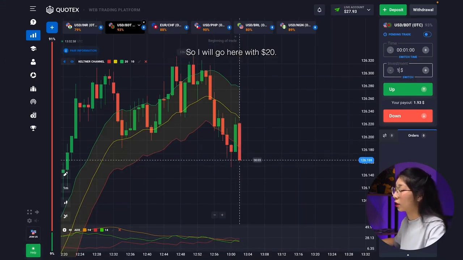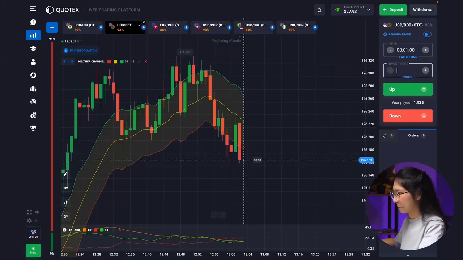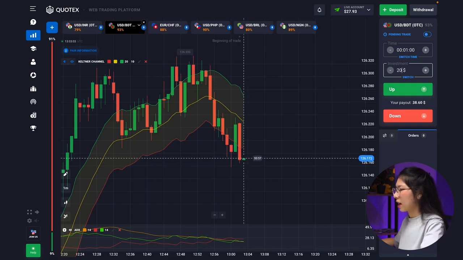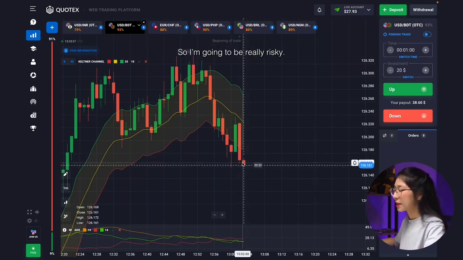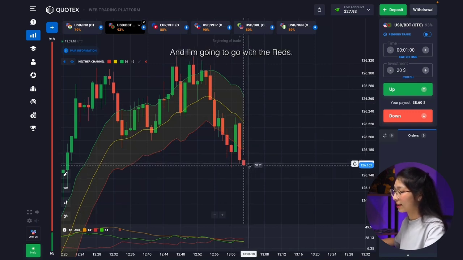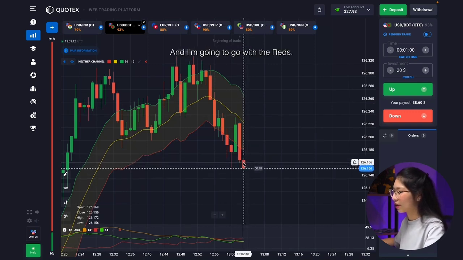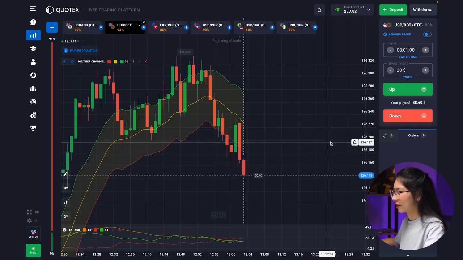I will go here with $20. And you see the situation is pretty awesome in terms of waiting for the next pullback. So I'm going to be really risky, and I'm going to go with the reds. Let's try.